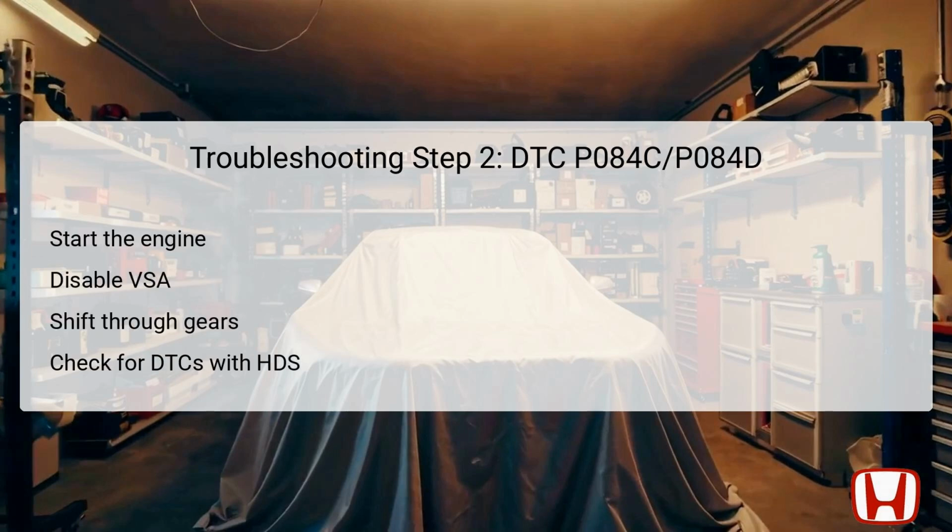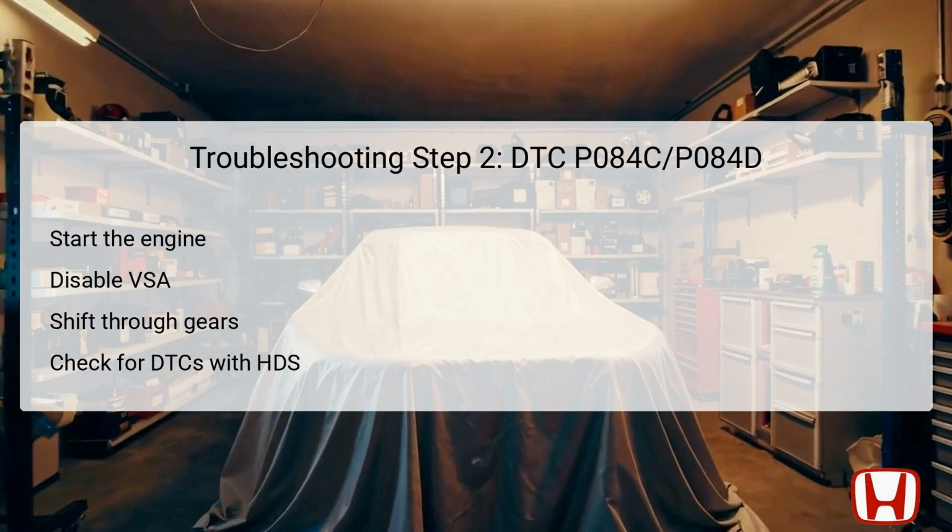After clearing the DTCs, the next step is to start the engine. Once the engine is running, it's crucial to disable the Vehicle Stability Assist (VSA) to ensure the transmission operates without interference. Then, you should shift the vehicle from first gear to second gear, allowing the system to engage and prepare for further diagnostics. Gradually decelerate and come to a stop while using the brake pedal, which helps to properly test the transmission's response during normal operation.